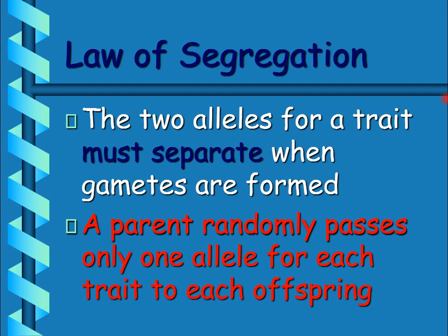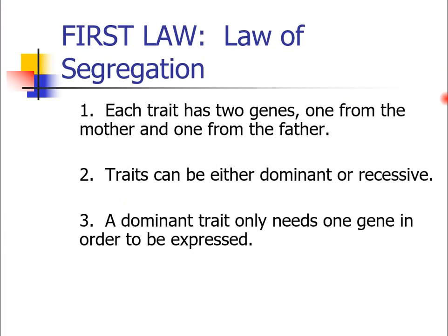In Arabic it is known as the law of separation. The two alleles for a trait must separate when the gametes are formed. A parent randomly passes only one allele for each trait to each offspring. That means the father gives only one allele and the mother gives one allele, and they go to the children. The first, which we called the law of segregation, in the lecture I call the second law. Each trait has two genes, two alleles, one from the mother and another from the father.